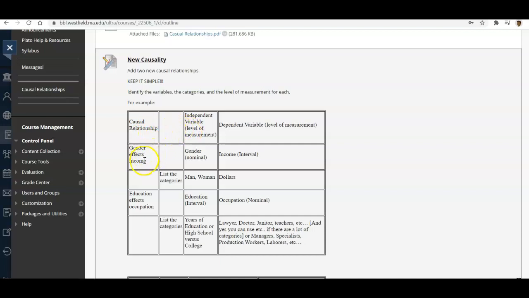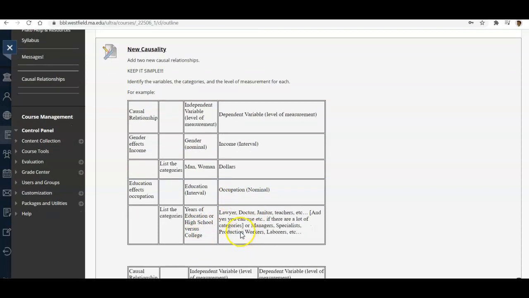So here's a causal relationship: gender affects income. Gender is the type of variable that it is, and income is the type of variable that it is. List the categories within one: man and woman, and in dollars. And then here are educational effects. Education is an interval-level variable, the years of education could be high school versus college, and then occupation is nominal.